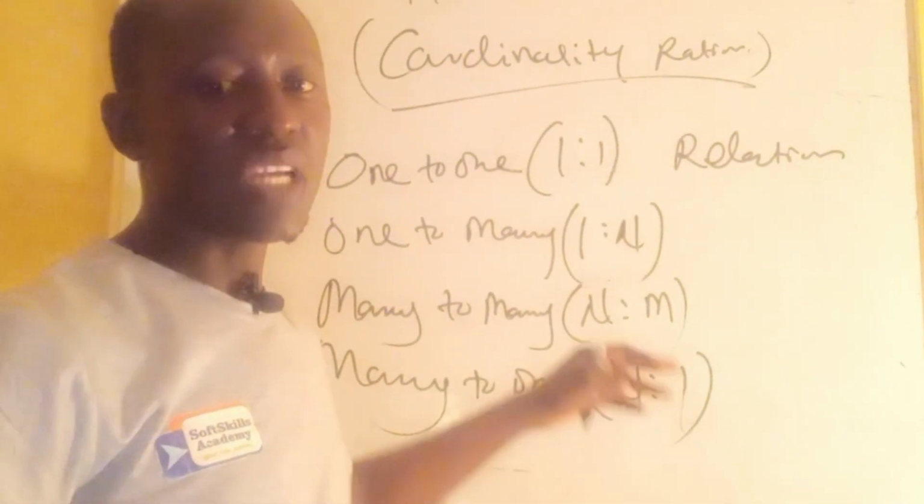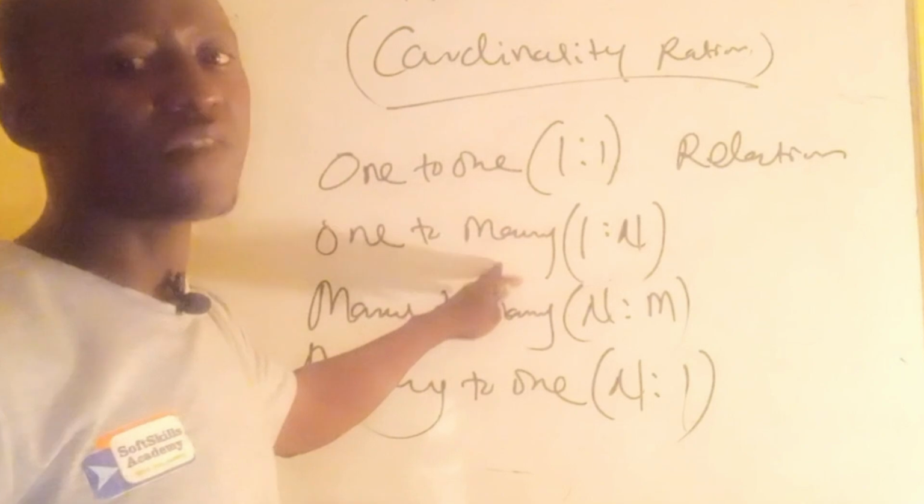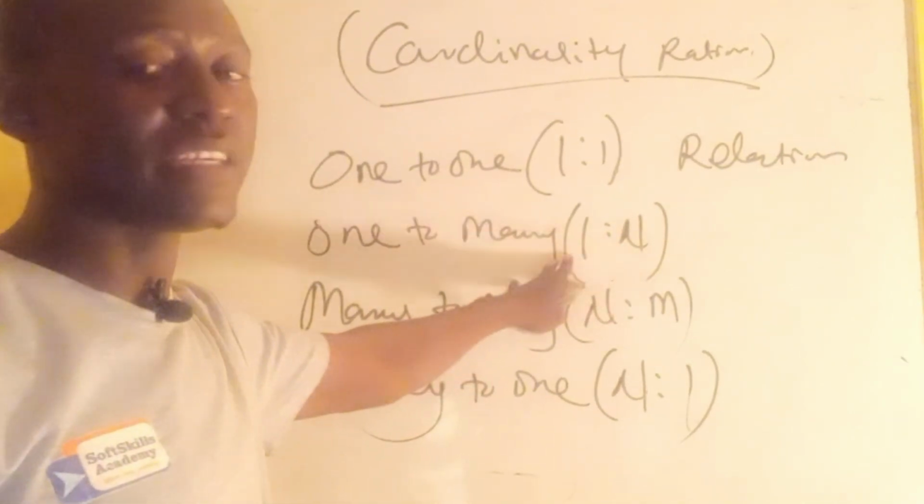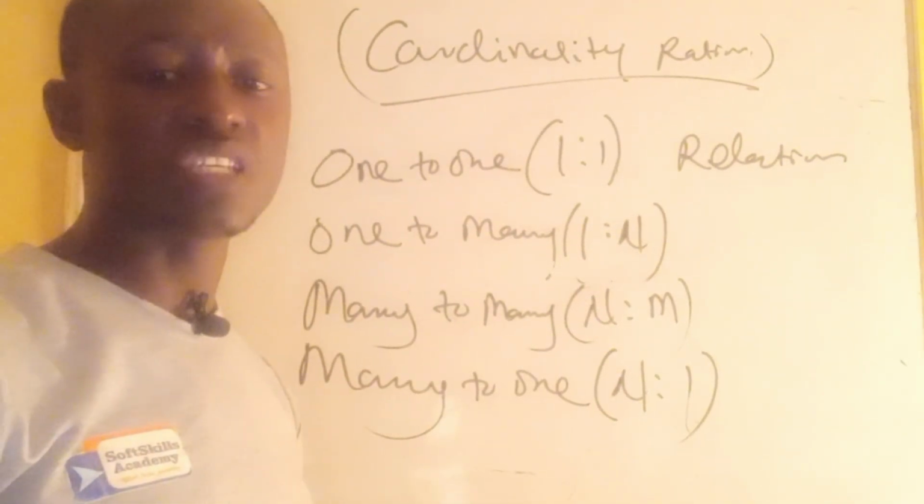So this is what we have in this cardinality, in these entity relationship models.